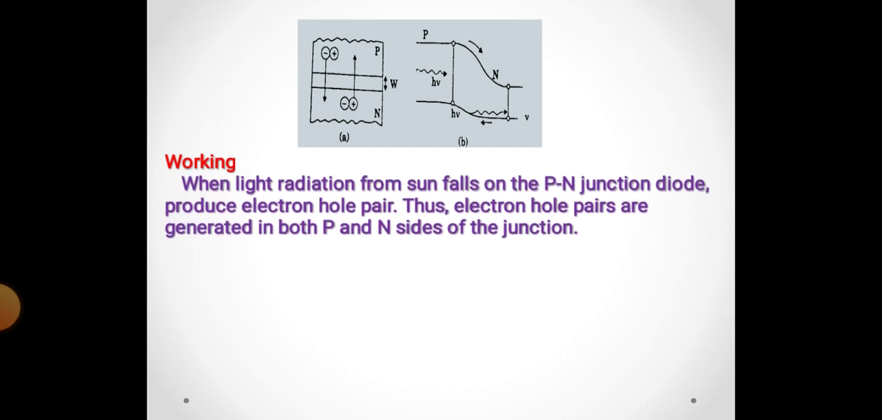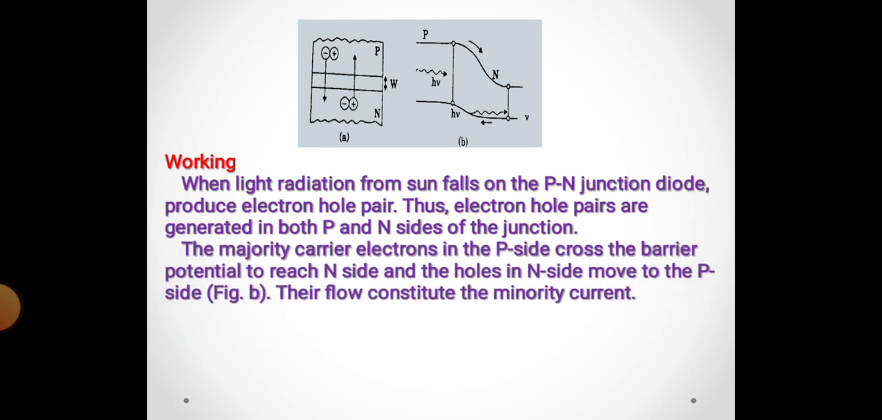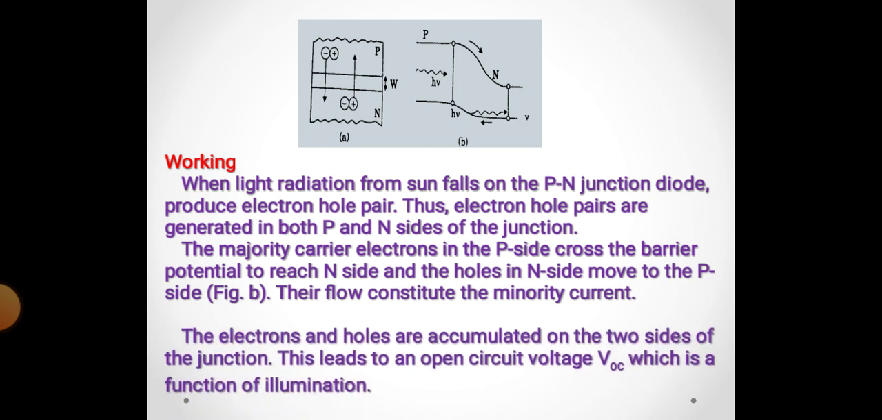First, when the light radiation from the sun falls on the junction, electron hole pairs are produced by the carrier generation process. When electron hole pairs are generated on both the P and N sides of the junction, the electrons in the P side cross the barrier potential to reach the N side, and the holes in the N side move towards the P side. Due to the movement of positive and negative charges, a minority carrier current is produced. The electrons and holes are accumulated on the two sides of the junction.